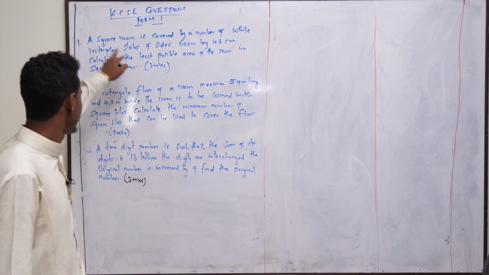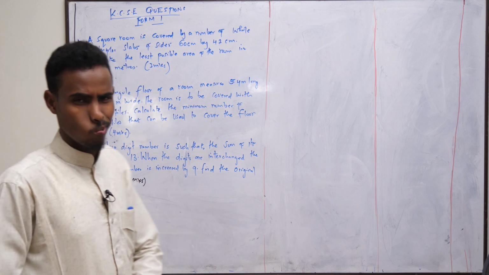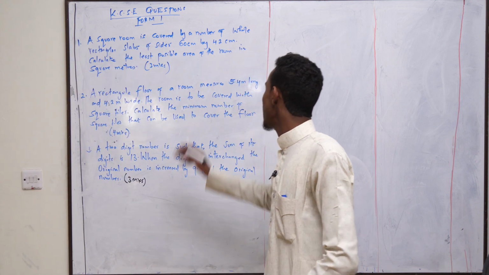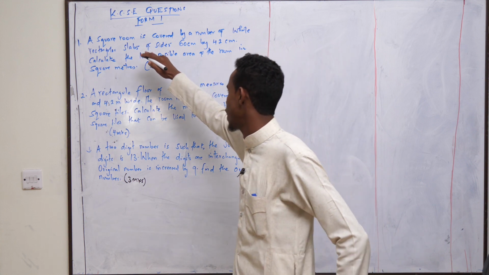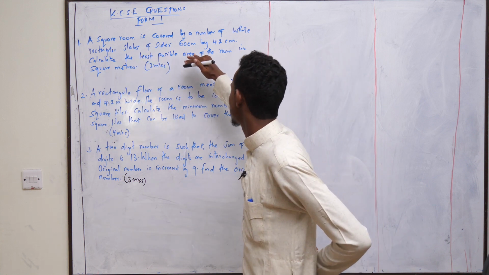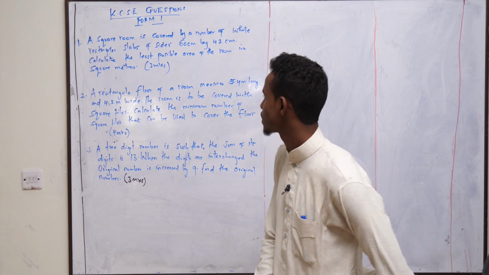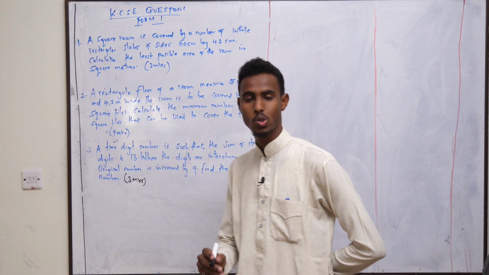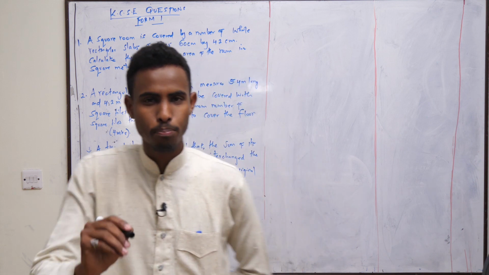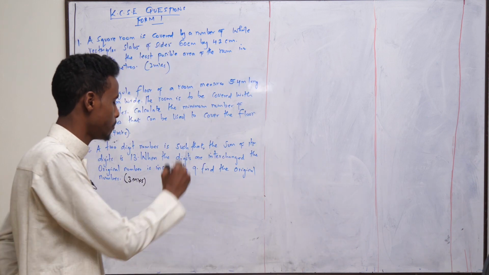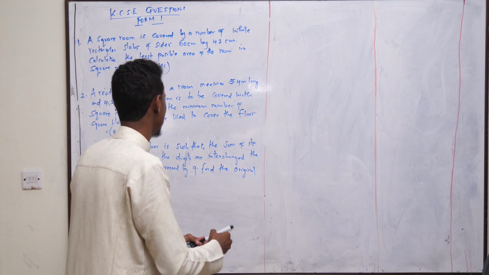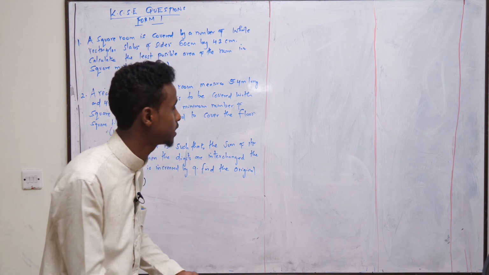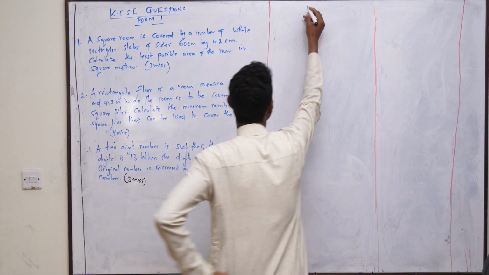Now, the first question. A square room is covered by a number of wall rectangular slabs of sides 60 centimeters by 42 centimeters. Calculate the least possible area of the room in square meters. Now, the least possible side, that is LCM. Let's find the LCM first, then we can see the way forward of getting the area. Now, solution.